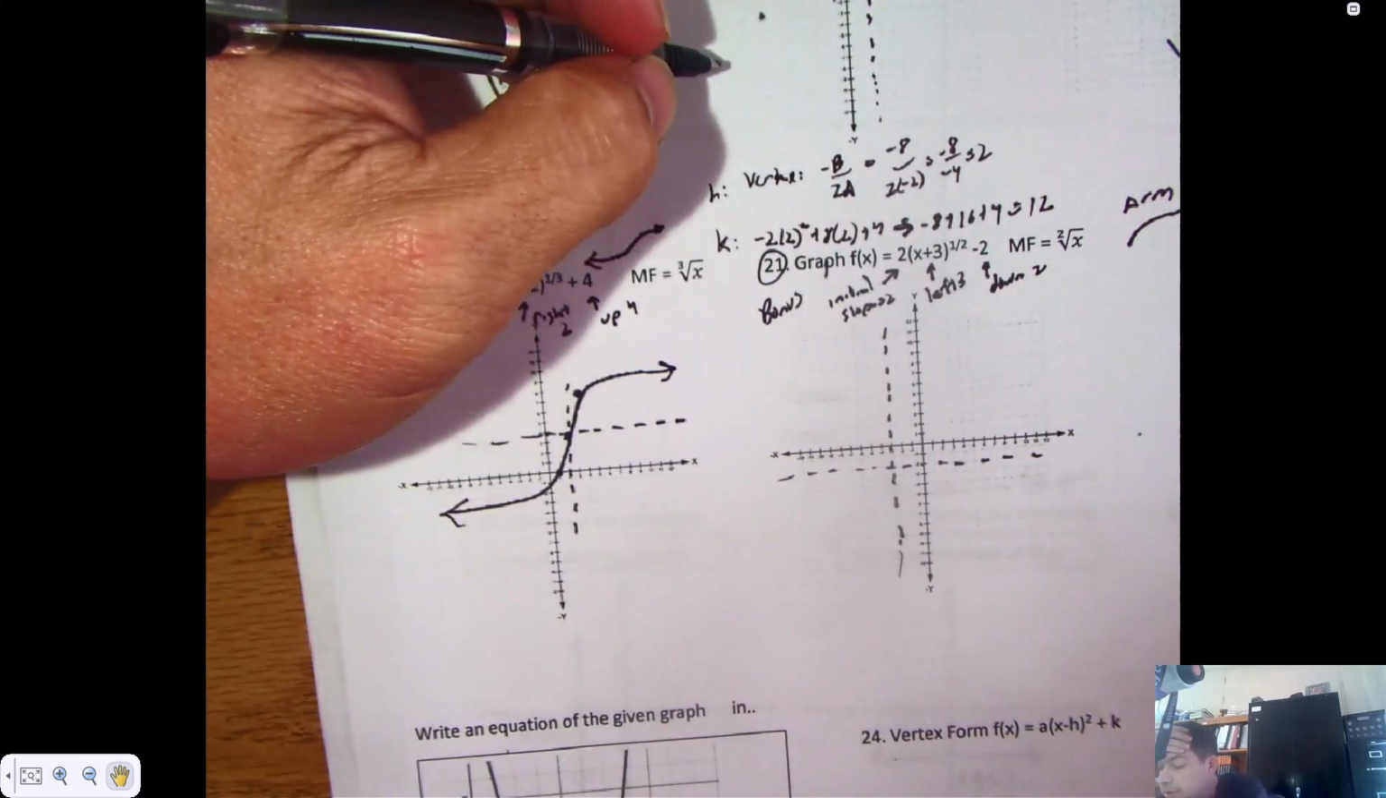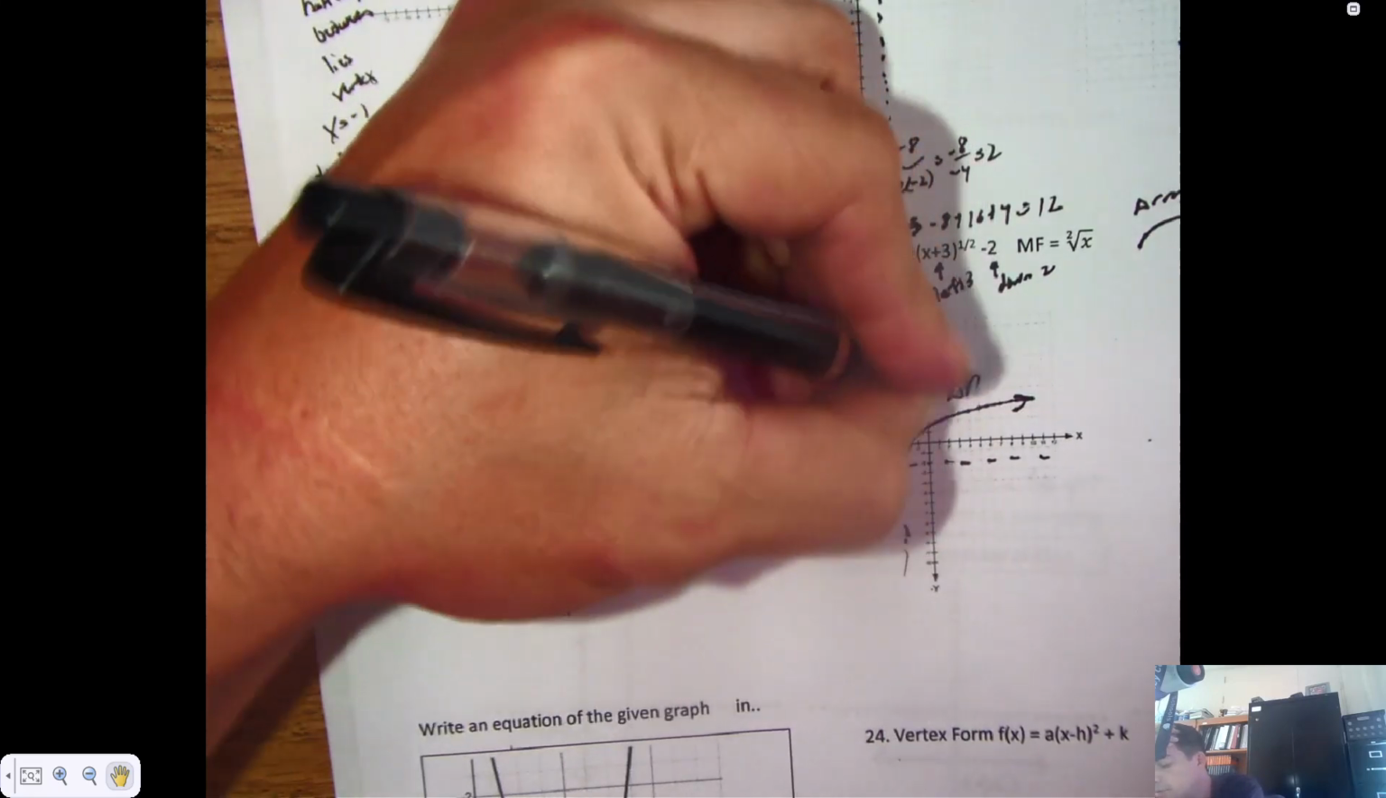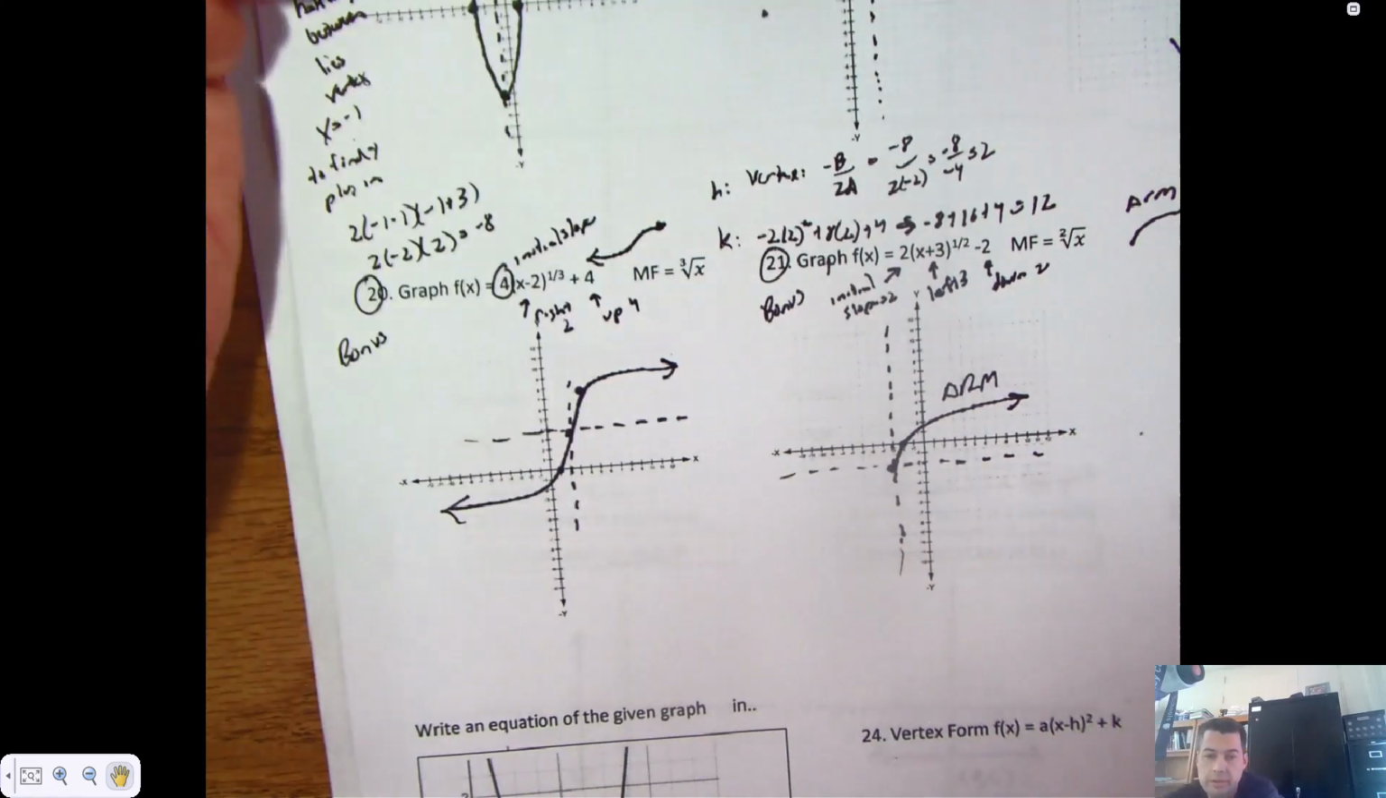All right, anyways, where was I? I know I'm going to be here, and since my initial slope is 2, I'm going to rise 2 and run 1. And I'm not too worried about the rest of the points. The rest of it is to draw the frickin' arm. It's done.